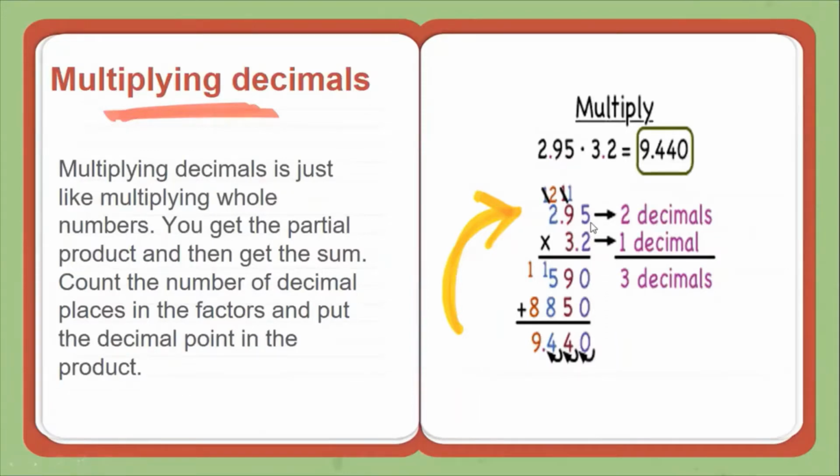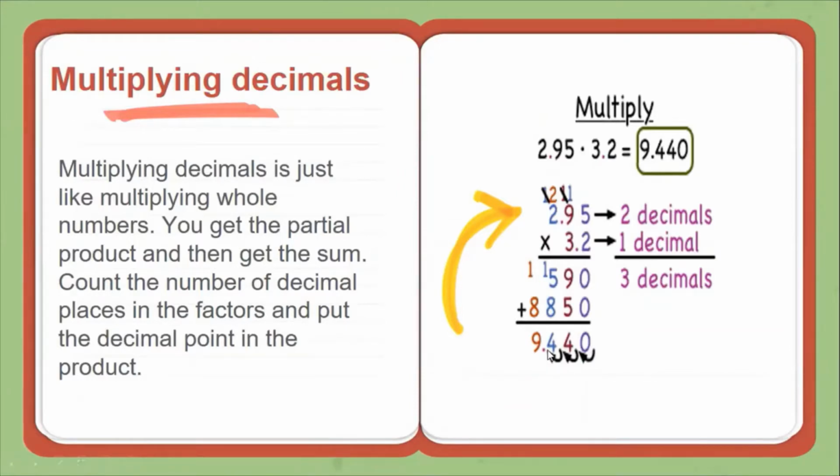So for this one, we need to count how many decimal places we have in all. We have 1, 2, and 3. So we have 3 decimal places, and we are going to put that in our answer. So for this one, our product here is 9,440. This is the time that we are going to put our decimal point. We have 3 decimal places, so move our decimal point 3 places to the left. 1, 2, and 3. So this will be the position of our decimal point.